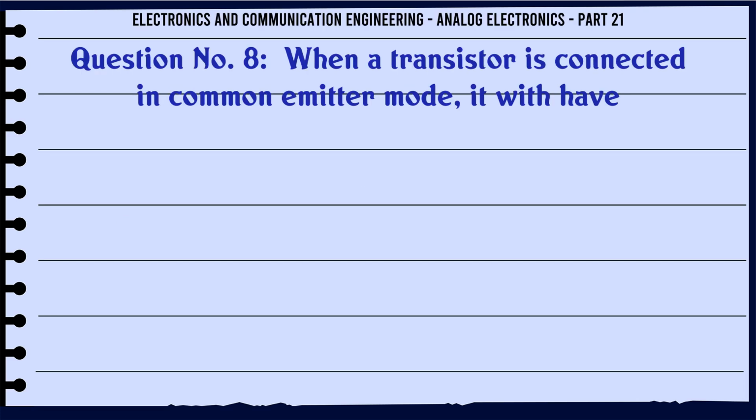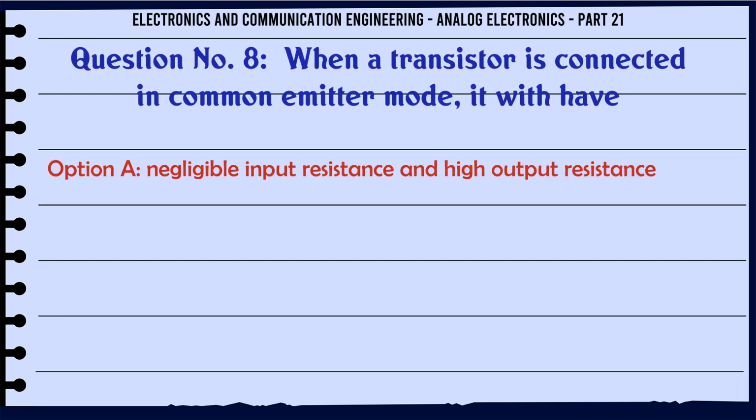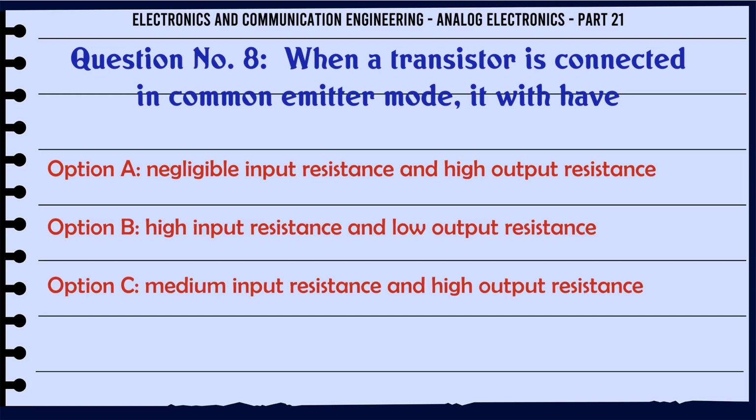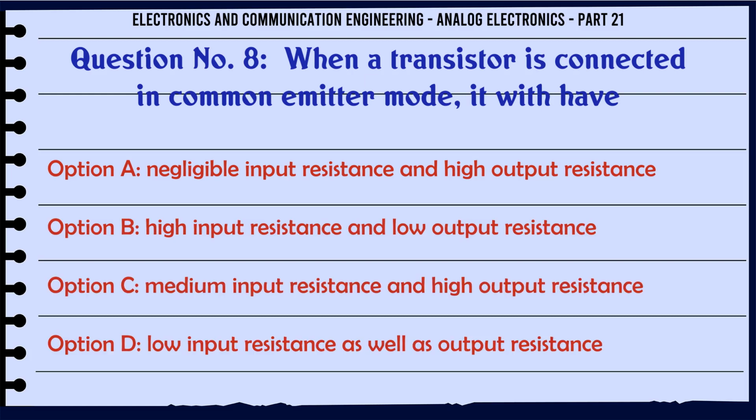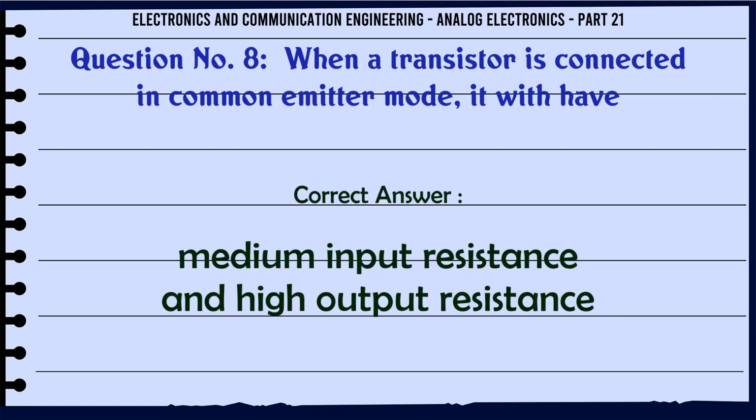When a transistor is connected in common emitter mode, it would have A. Negligible input resistance and high output resistance. B. High input resistance and low output resistance. C. Medium input resistance and high output resistance. D. Low input resistance as well as output resistance. The correct answer is medium input resistance and high output resistance.